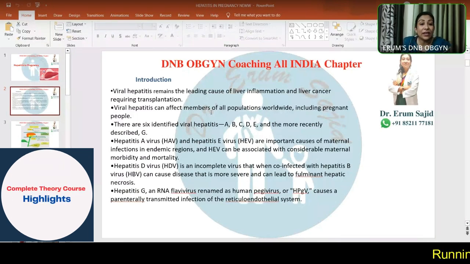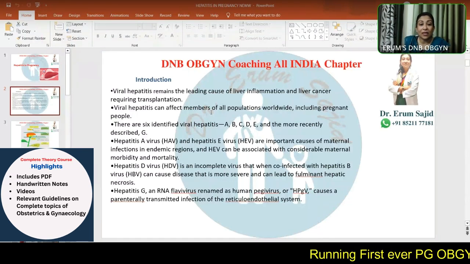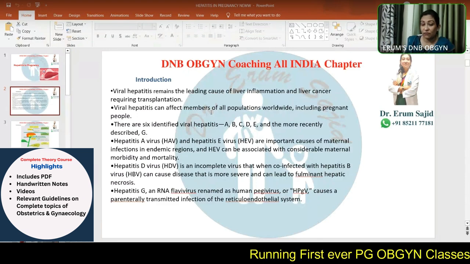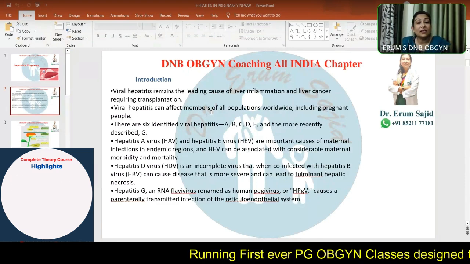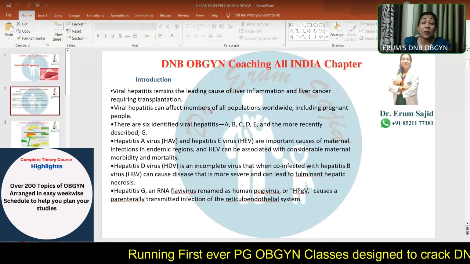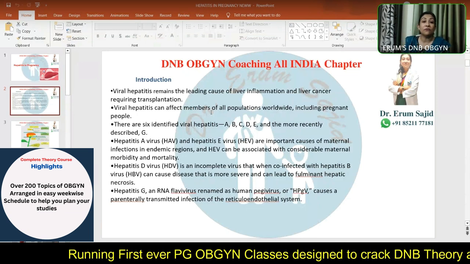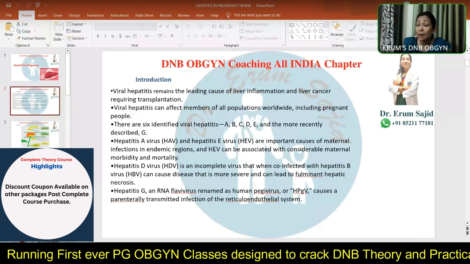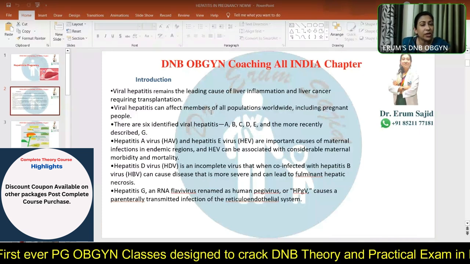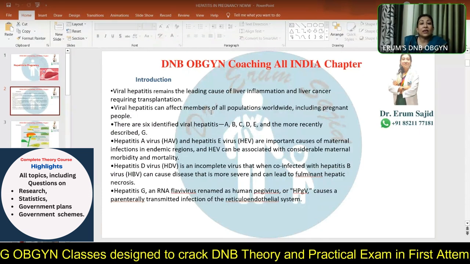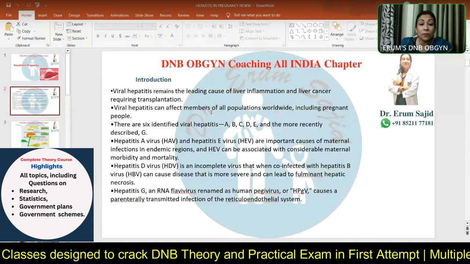So there are 6 identified viral hepatitis: A, B, C, D, E, and the most recently described is the G virus. Hepatitis A virus and hepatitis E virus are important causes of maternal infections in endemic areas. India happens to be one for hepatitis E especially, and even A. And HEV is associated with considerable morbidity and mortality.